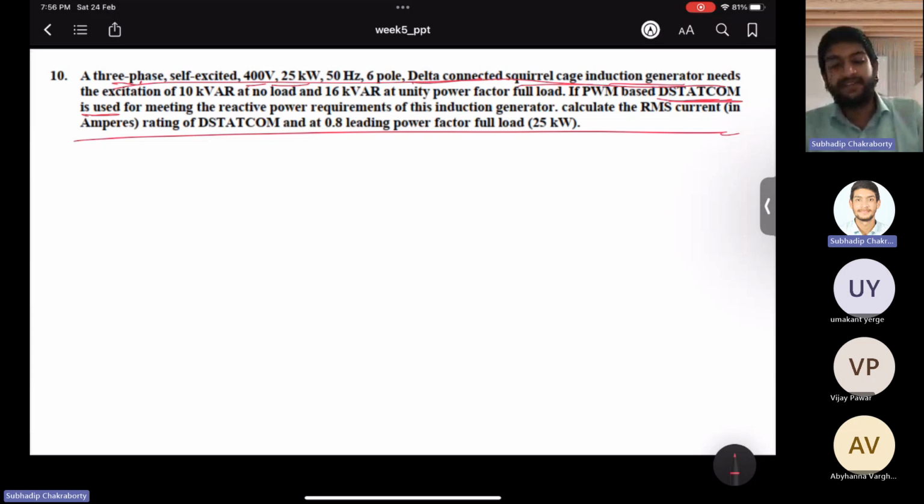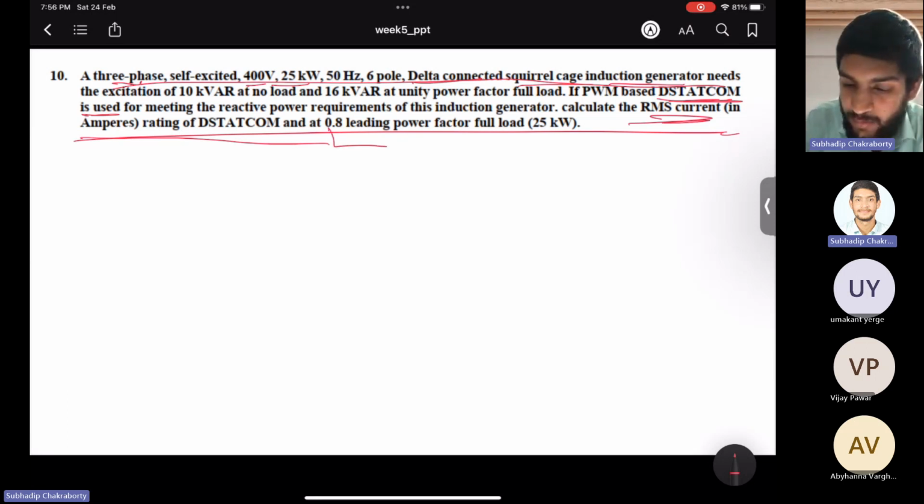Now the next line tells you that the DSTATCOM is used to meet the reactive power requirements to excite the induction generator. You need to calculate the RMS current of the DSTATCOM. So how will you do it? And also in the condition when a 0.8 leading power factor load is connected. The load is also given, and the generator reactive power requirement is also given. And you need to calculate the rating of the DSTATCOM.